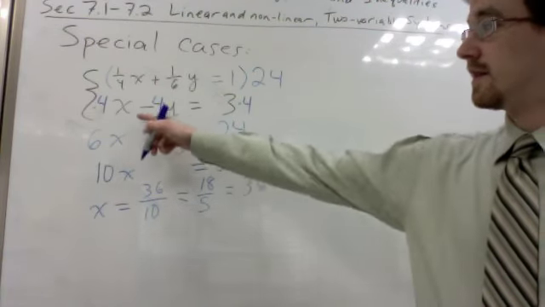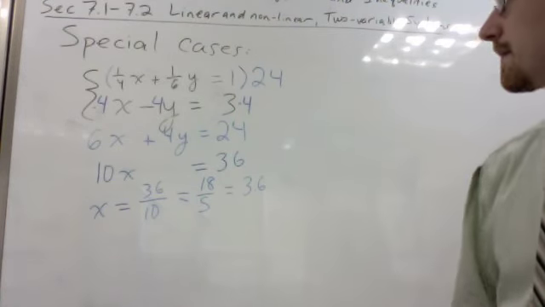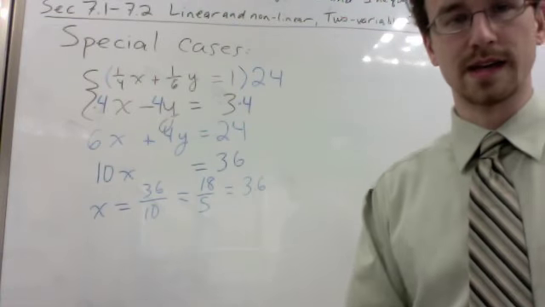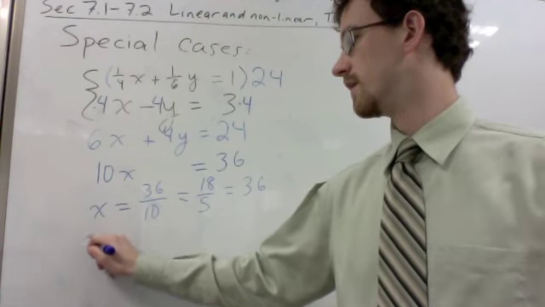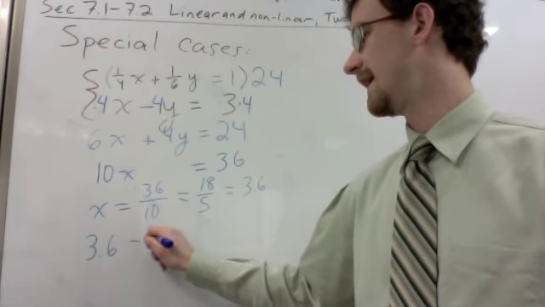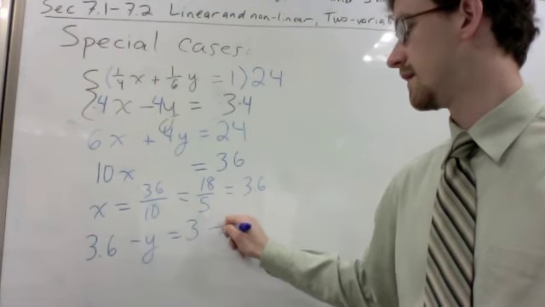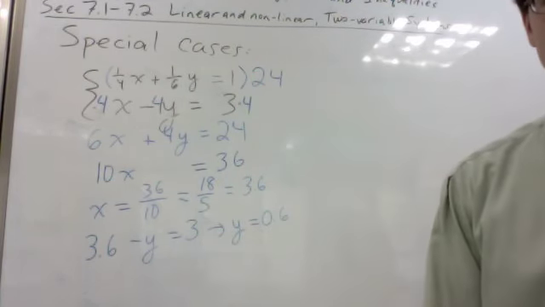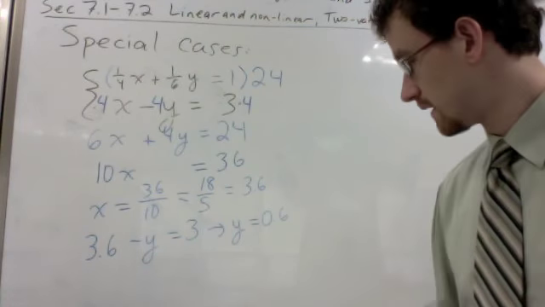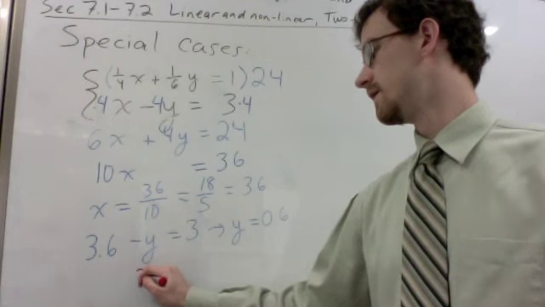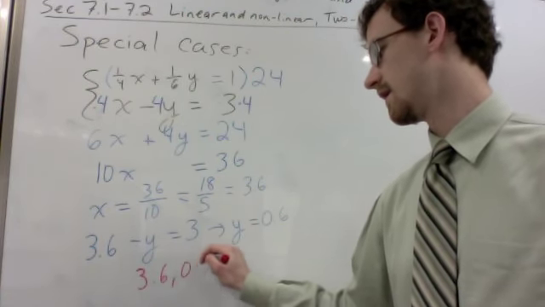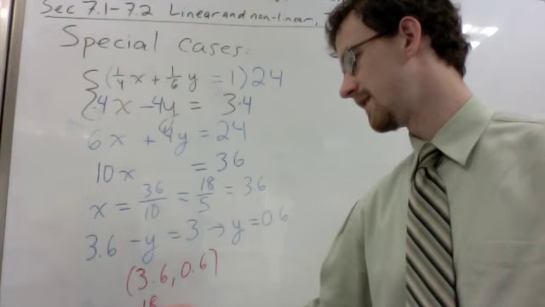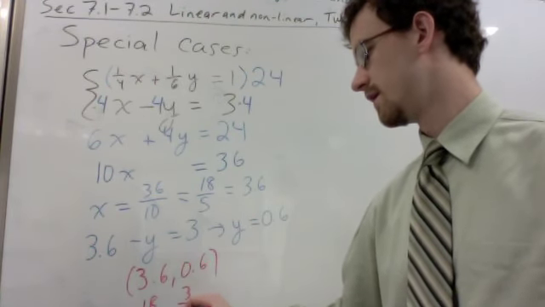Then we take this value, plug it back in to solve for y. The second equation is simpler, and it looks to me like using a decimal will be simpler. So 3.6 minus y equals 3. That gives us y equals 0.6. And so our solution then is the ordered pair (3.6, 0.6), or if we prefer fractions, that's (18/5, 3/5).